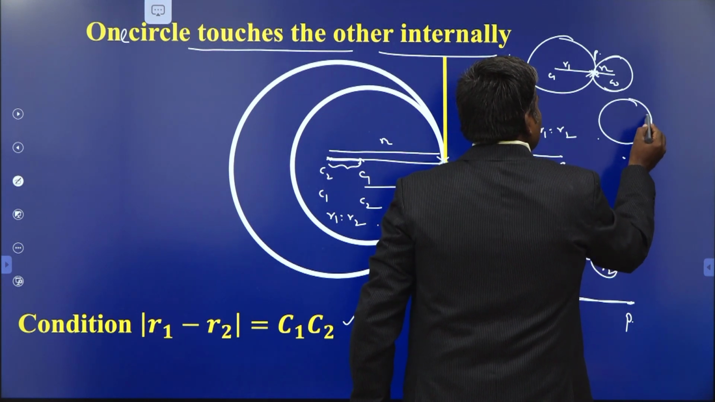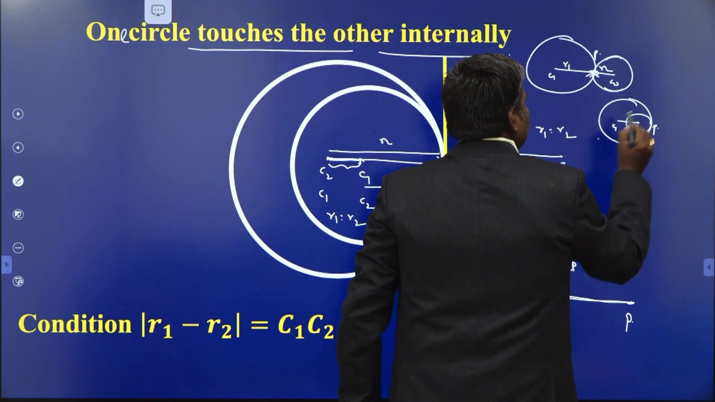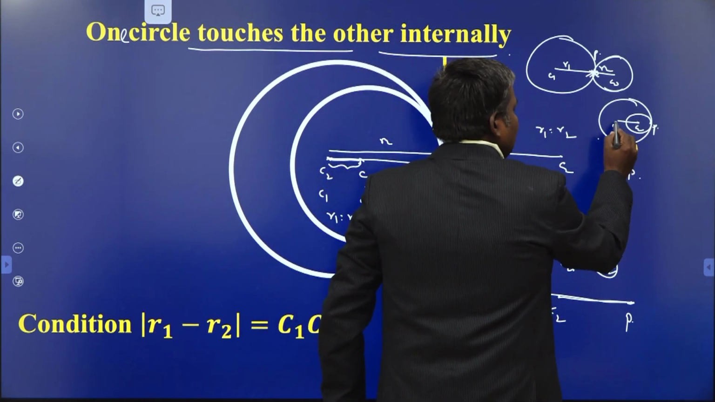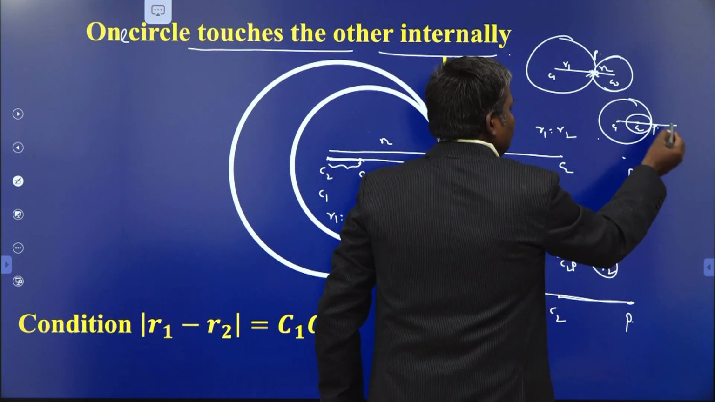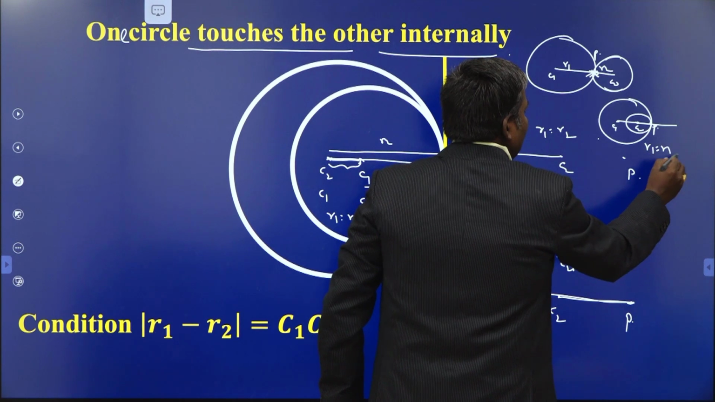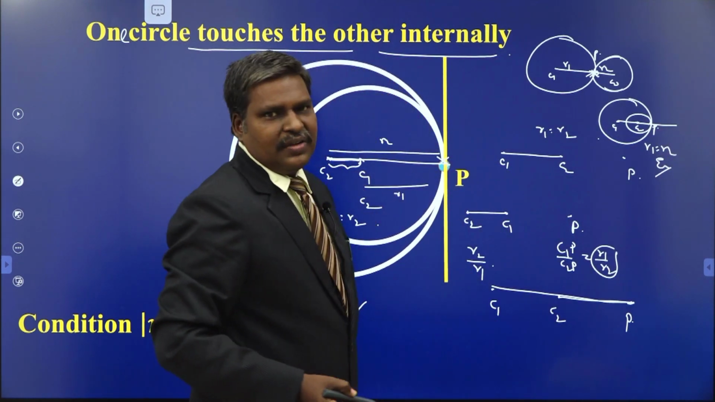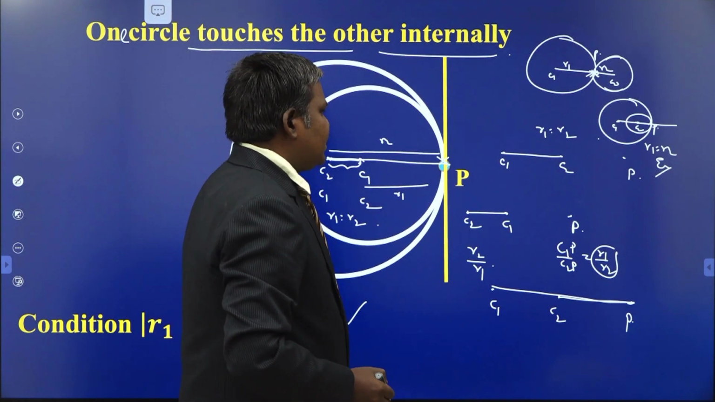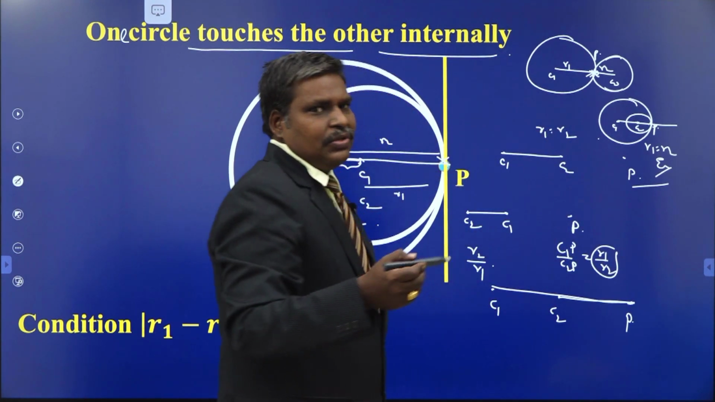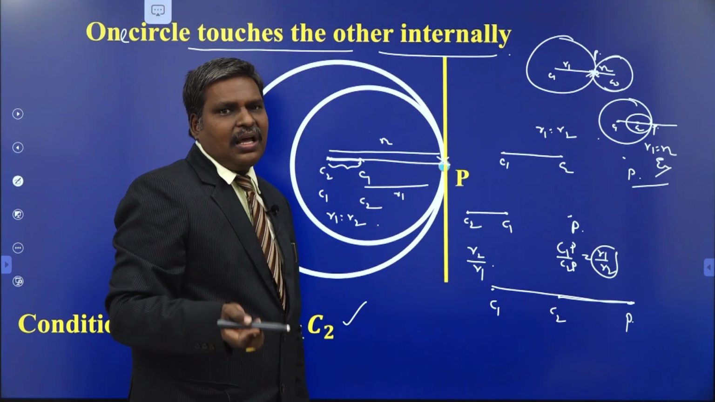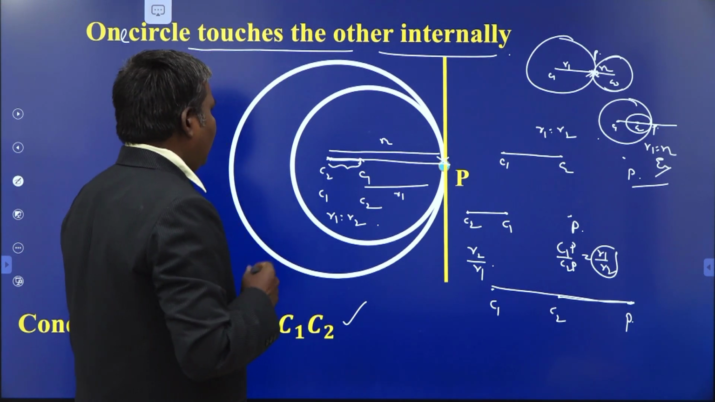Suppose one circle touches the other internally. This is the point of contact. These are the two centers C1, C2. Now, the line segment C1, C2 is divided by that point P in the ratio C1P is to C2P, that is R1 is to R2 external, because your point is outside the line segment joining C1, C2. So, in this manner you just draw the rough diagram. You can choose whether you have to apply the external ratio or internal ratio.